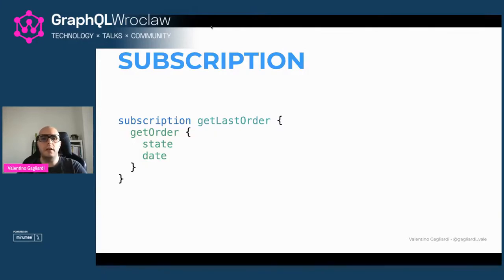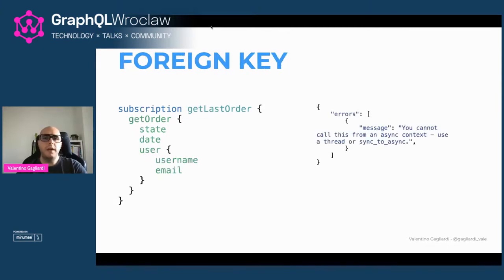Now, things look simple if we fetch just the outer layer of the fields of this model. What happens if we want to fetch also the user which is connected to this order, and we have a foreign key relationship here? Again, we will get this: You cannot call this from an async context, because we are trying to access the foreign key, but Django won't evaluate this foreign key immediately.